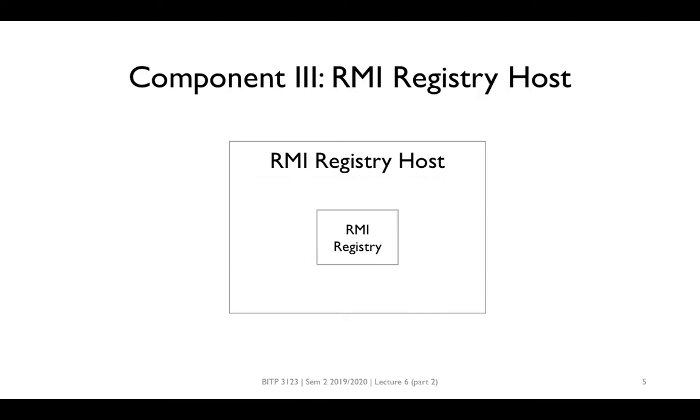And the last component in the architecture is known as the RMI Registry Host. This component is a utility that registers the remote object. It provides naming services for the remote object. The naming service will be used by the client to refer to the remote object.